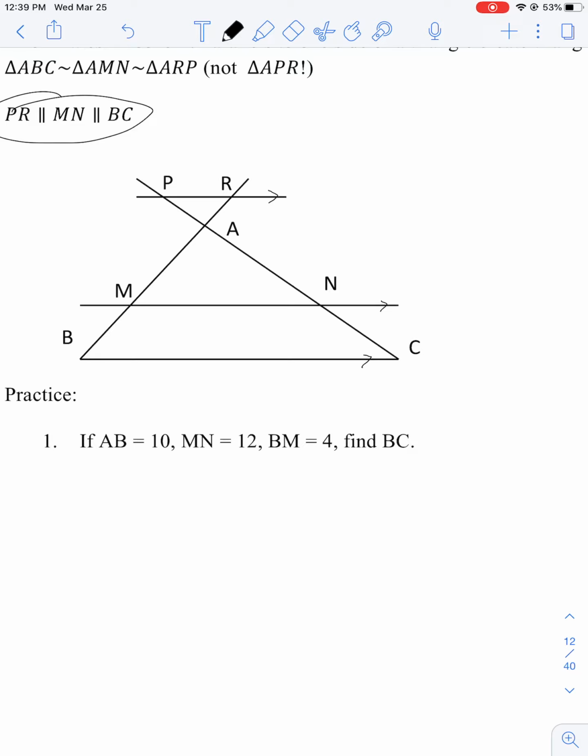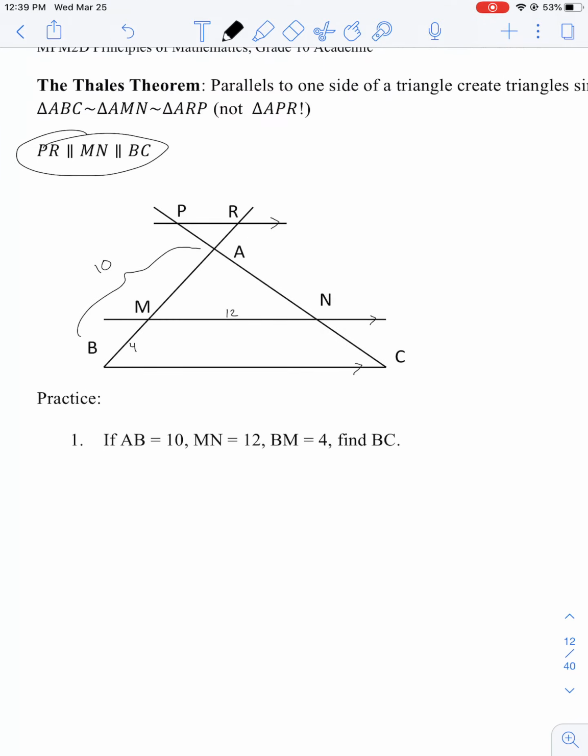If AB is equal to 10, I'm going to label my sides. A to B is equal to 10. M to N is equal to 12. And B to M is equal to 4. So just that little guy right there is equal to 4. We can take a look and solve for this missing side B to C. So this missing base down below is what we're going to be looking for.